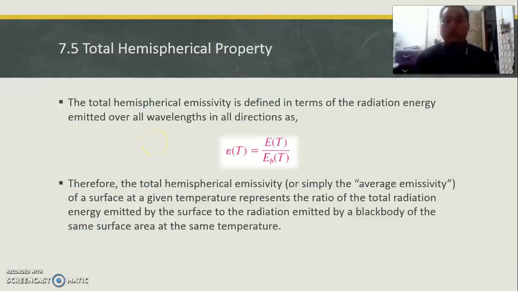Therefore, the total hemispherical emissivity, or simply the average emissivity of a surface at a given temperature, represents the ratio of the total radiation energy emitted by the surface to the radiation emitted by a black body of the same surface area at the same temperature.